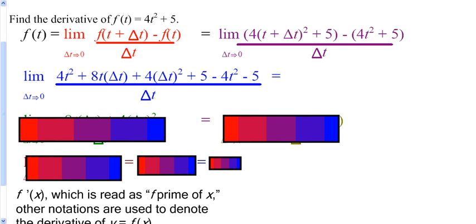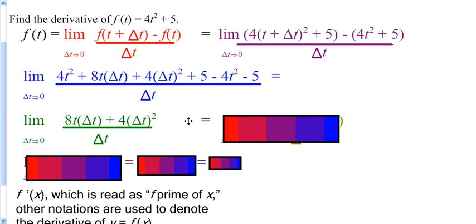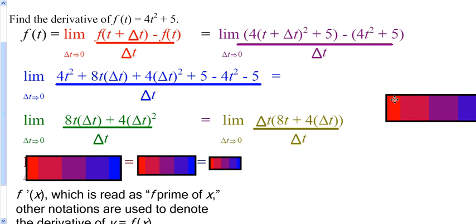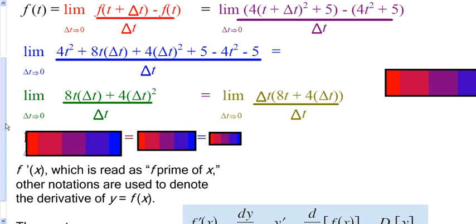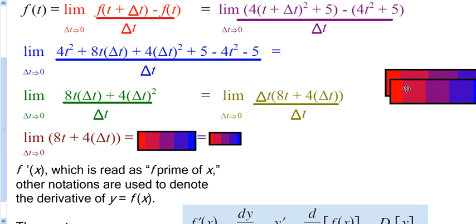Eliminating our parentheses, we have this. We then want to go ahead and combine our like terms. Our 5's drop out, our 4t squareds drop out. We have this left. You notice you have a common factor on top, so we're going to pull that out so it can simplify down even further. Drop out the delta t on top with the delta t in the bottom.